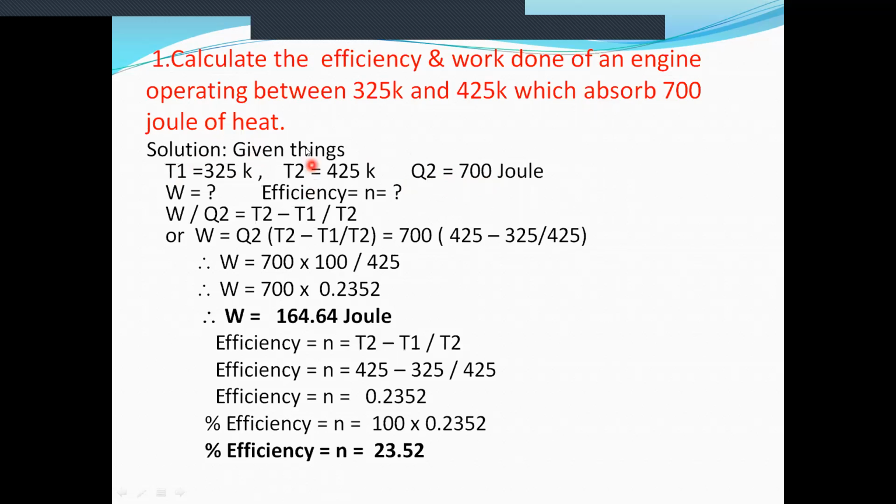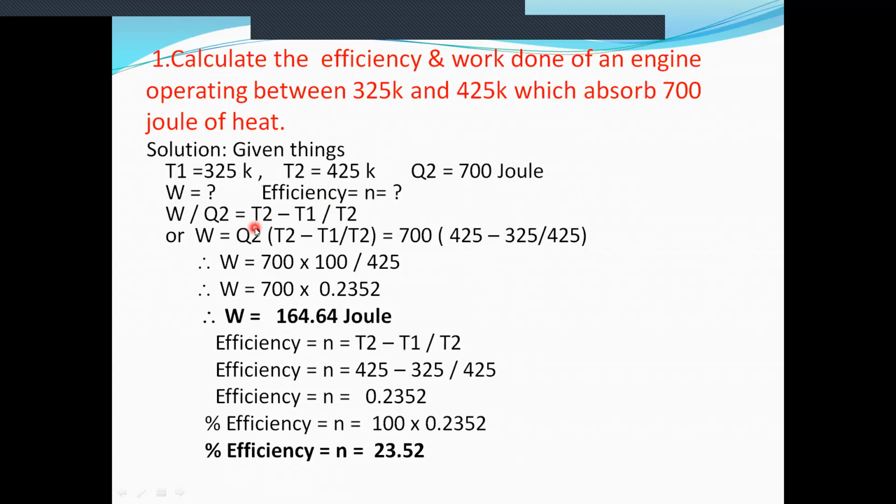Now the solution. When we are writing the solution of this problem, first we have to write the given things. So what is given in the problem? T1 is given, that is 325. T2 is given, this is 425. Q2 is given, 700 joule, and we have to calculate W, that is work done, and the efficiency.